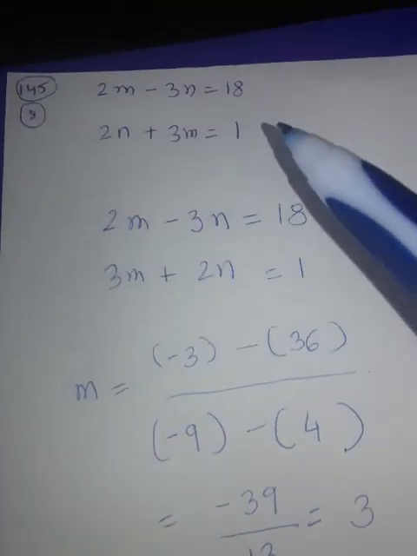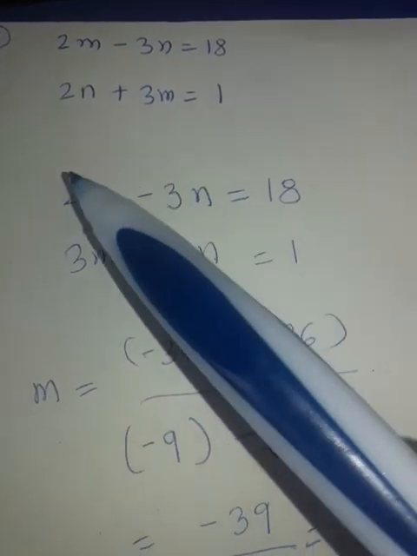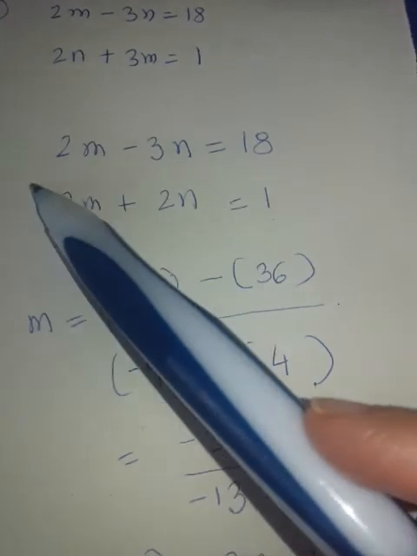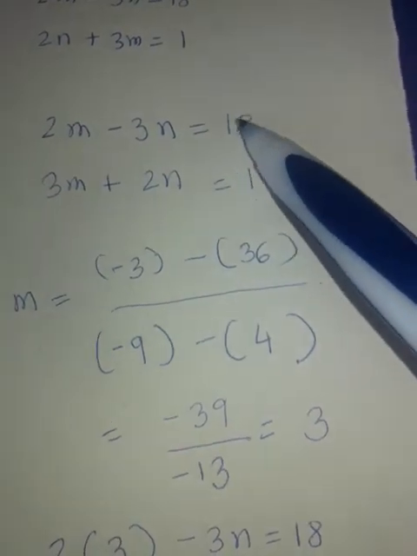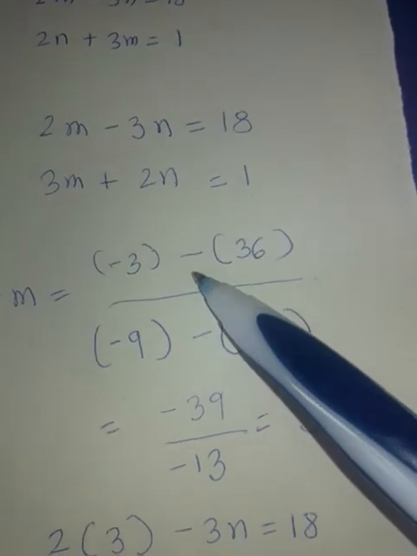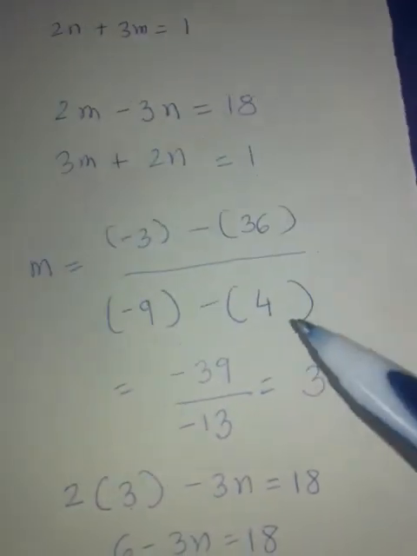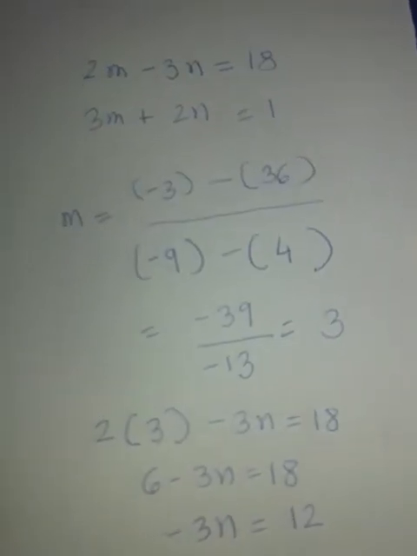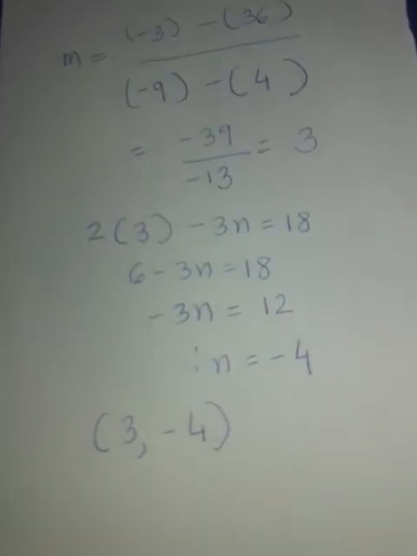Got it? So first step is m below m, n below n. That is the first step. And then to find the value of m, ignore it. Concentrate here. Cross multiplication, their difference. Denominator, cross multiplication, their difference, and your value is ready. Within a few seconds you can solve simultaneous equations.